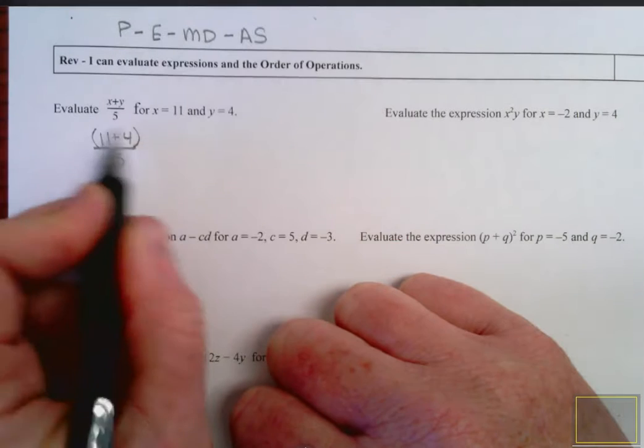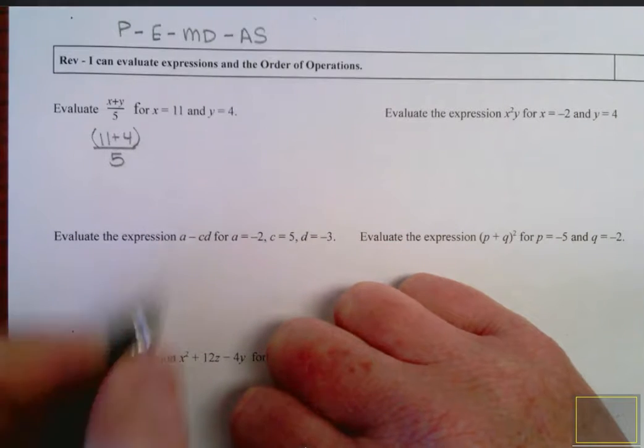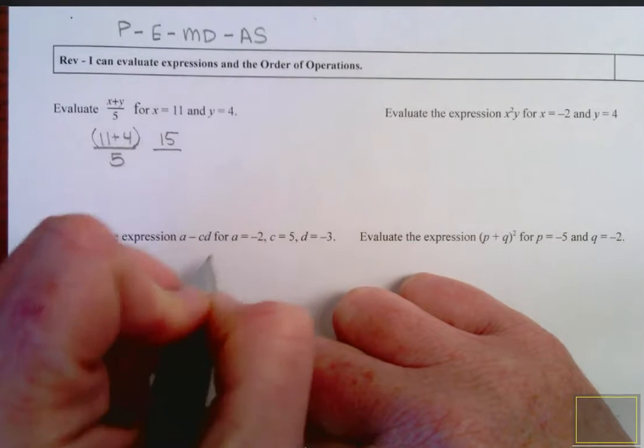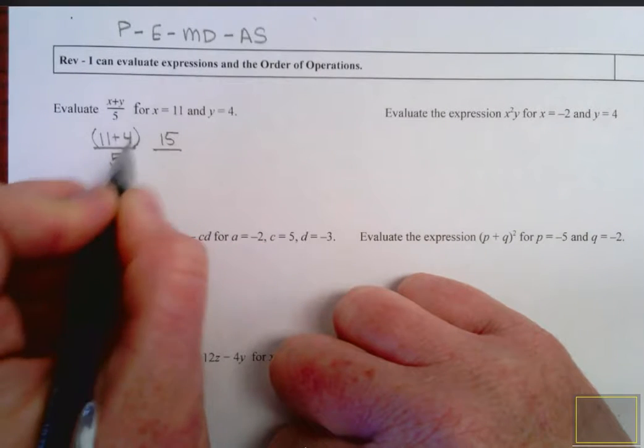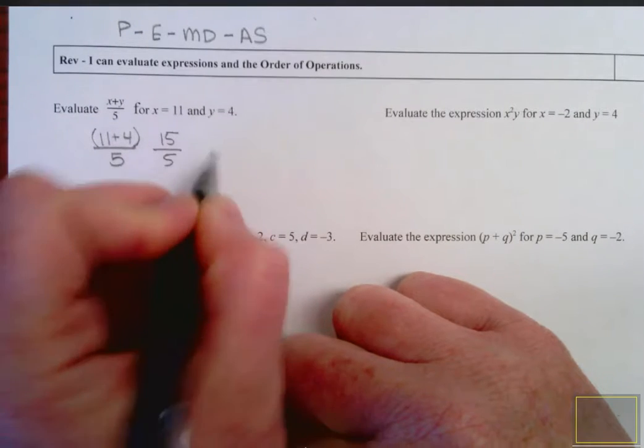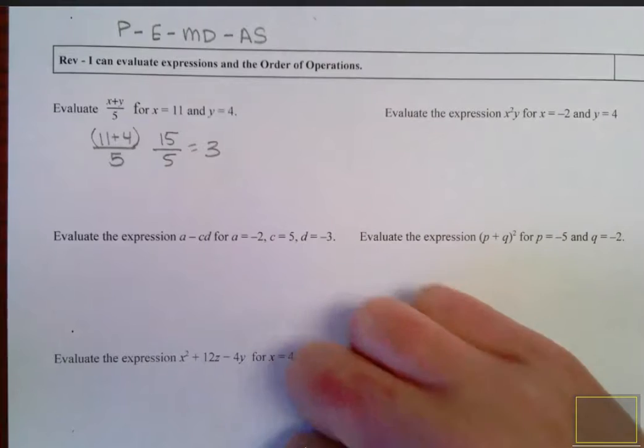So I need to take care of what's up here first. Okay, so I have 11 plus 4, that's 15. So I took care of the parentheses. A grouping symbol is a fraction bar. Okay, and then I'm going to divide by 5. So I end up with 3. Okay.